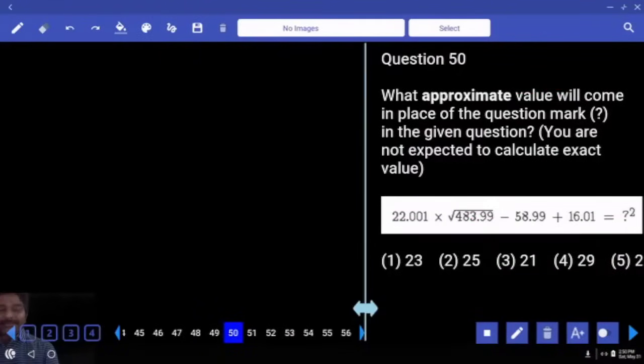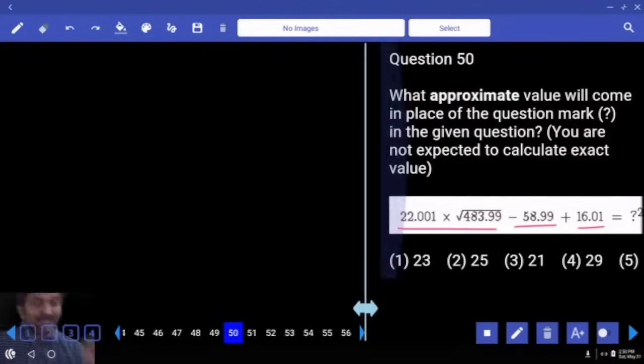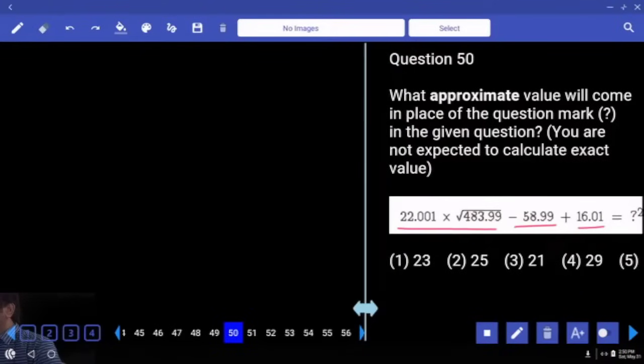Under root of 484, 22 into 22. 484 plus 16. Only positive numbers. 484 plus 16, 500 minus 59. Subtract 60, add 1. 441 is which number square? Answer. That's all.